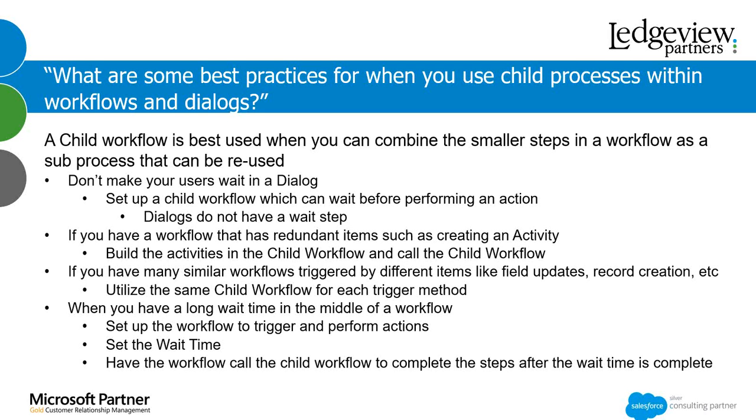The last very commonly used one is when you have a long wait time in the middle of a workflow. For instance, if you called a customer, you triggered a workflow and created a phone call activity, and then you want to follow up 11 months from now. So you set up the workflow to trigger and perform the action. Then you set a wait time. You want to wait those 11 months before creating a follow-up. Just have a child workflow complete the follow-up items instead of making that one workflow stay open.